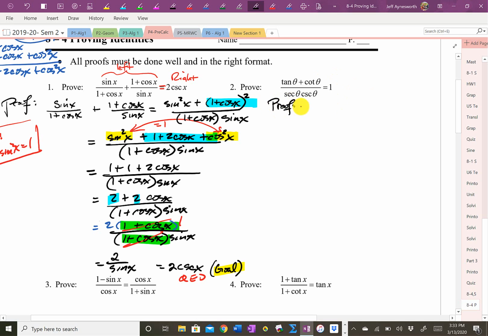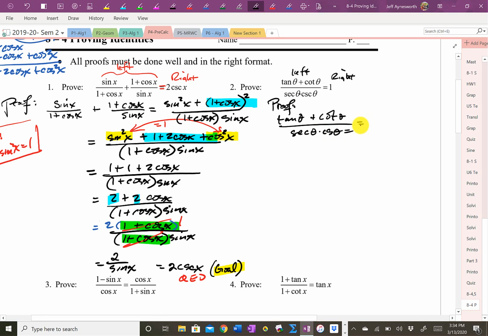You have to start off with the left side and show it equals 1, which is the right side. So we start with the left side. Tangent of theta plus cotangent theta, divided by secant theta. Oops, not plus, but times. It's times cosecant of theta. What is that equal to?